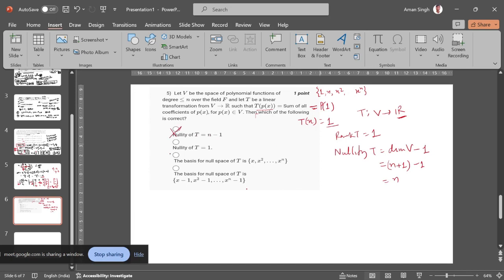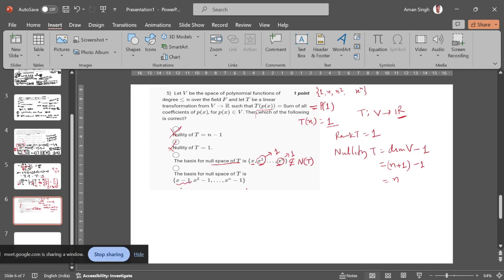So these both are incorrect. The basis of the null space of T is, oh sorry, these are not even elements of the null space, right? Where is it going? It is going to 1. The coefficients of these polynomials are just 1, so the sum will be 1 only. So they are not going to 0. So they are not in the null space. It is not contained in the null space of T.